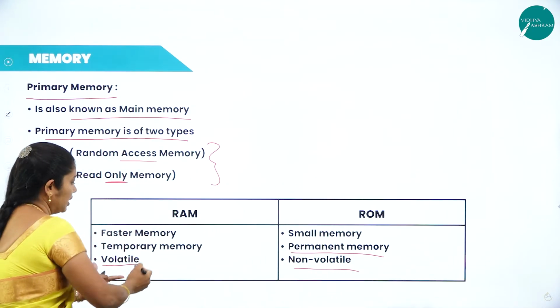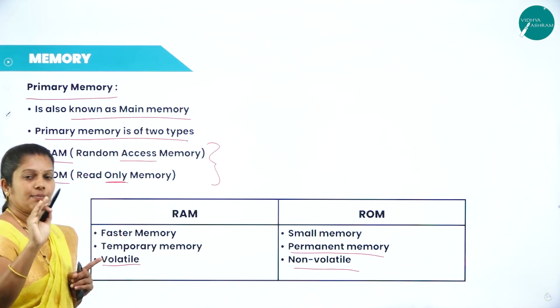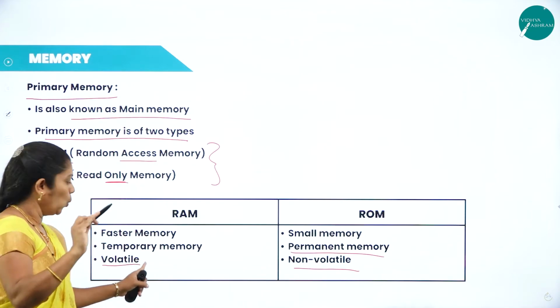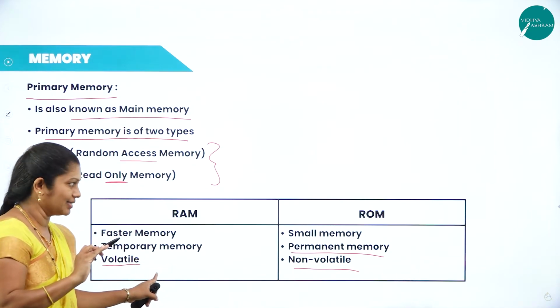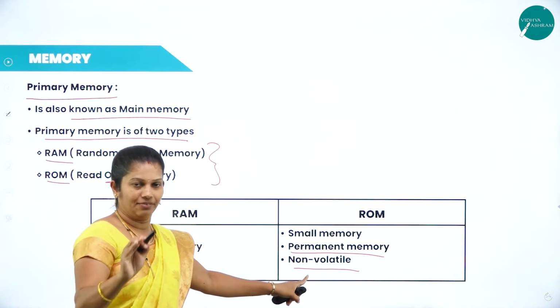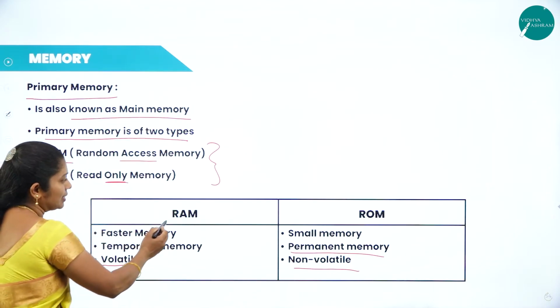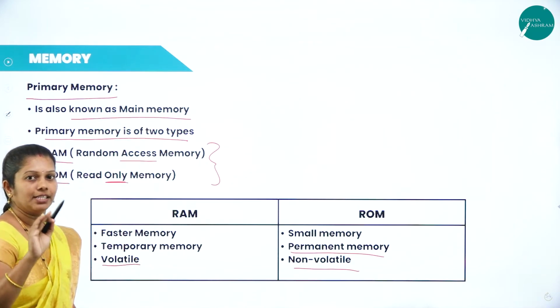Whereas RAM is volatile memory. Volatile is nothing but as long as the power supply is there, the data will be there. Once the power goes off, the data will be erased. Whereas non-volatile means whether power is on or off, the data remains permanently. Now is it clear? This is the main difference between RAM and ROM.